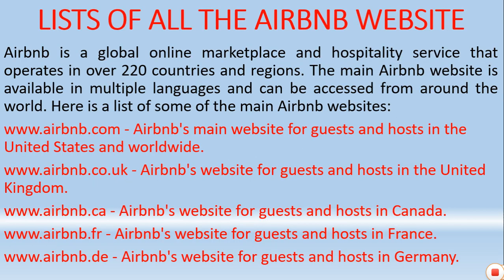List of all the Airbnb websites. Airbnb is a global online marketplace and hospitality service that operates in over 220 countries and regions. The main Airbnb website is available in multiple languages and can be accessed from around the world. Here is a list of some of the main Airbnb websites. www.airbnb.com, Airbnb's main website for guests and hosts in the United States and worldwide.